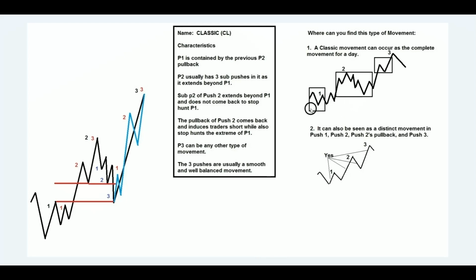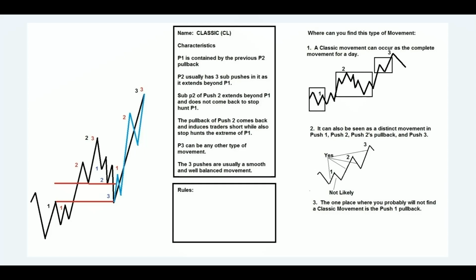For right now, we're going to stay with the full day, and we're going to ignore the pullbacks as far as what type of movement they are. We want to see the big movement so you can understand it. So the one place you're not likely to find a classic movement is the push one pullback, unless one is really big, which it can't be because it can't take out the push two. But sometimes you get a little squeaker in there. So if you see it, you can go for it.